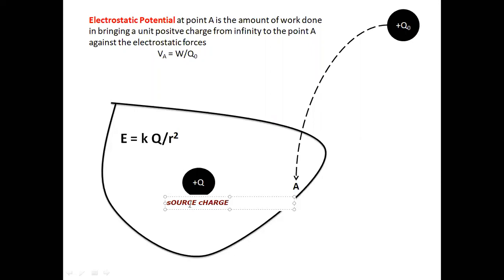This is my source charge, and it is generating an electric field of this much amount, kQ by r squared. As you can see here, this boundary is the region where the strength of the electric field due to this charge can be felt. Within this region, you can moderately feel the strength of the electric field, beyond which the strength is comparatively weak, due to this charge plus Q.